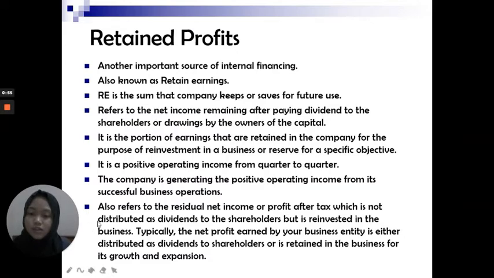It also refers to the residual net income or profit after tax, which is not distributed as dividends to the shareholders, but is reinvested in the business. Typically, the net profit earned by a business entity is either distributed as dividends to shareholders or is retained in the business for its growth and expansion.